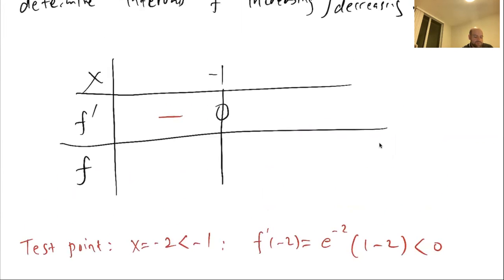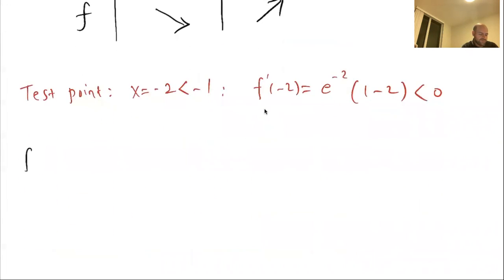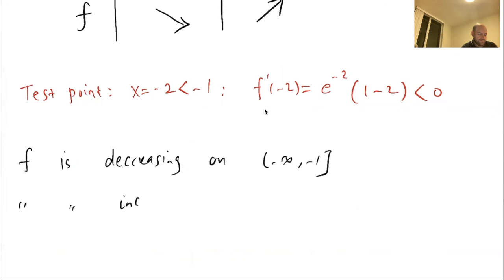So negative here and positive here, sign change alternately because this is not a repeated root. And f prime is negative here. f prime negative means f is decreasing. And here f prime is positive. f prime positive means f is increasing. So f is decreasing on -infinity to -1. f is increasing on -1 to infinity.